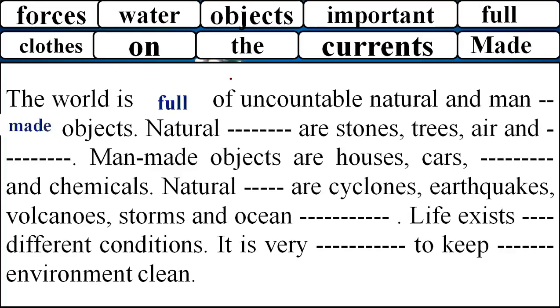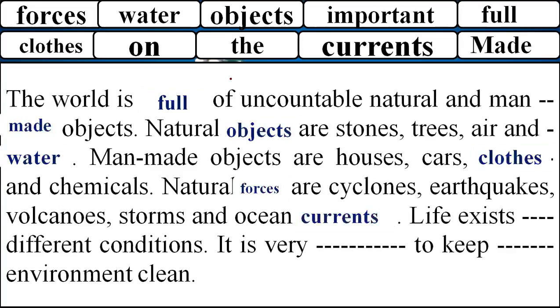Natural dash are stones. Natural objects are stones, trees, air, and water. Man-made objects are house, cars, soap, clothes, and chemicals. Natural forces are cyclone, earthquake, volcanoes, storm, and ocean currents. Life exists on, appropriate preposition, exists on different condition. It's very important to keep the environment clean.